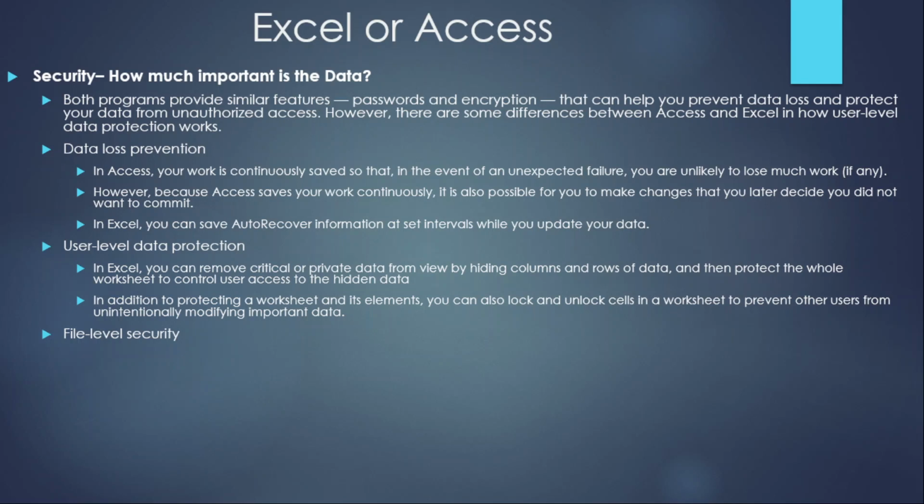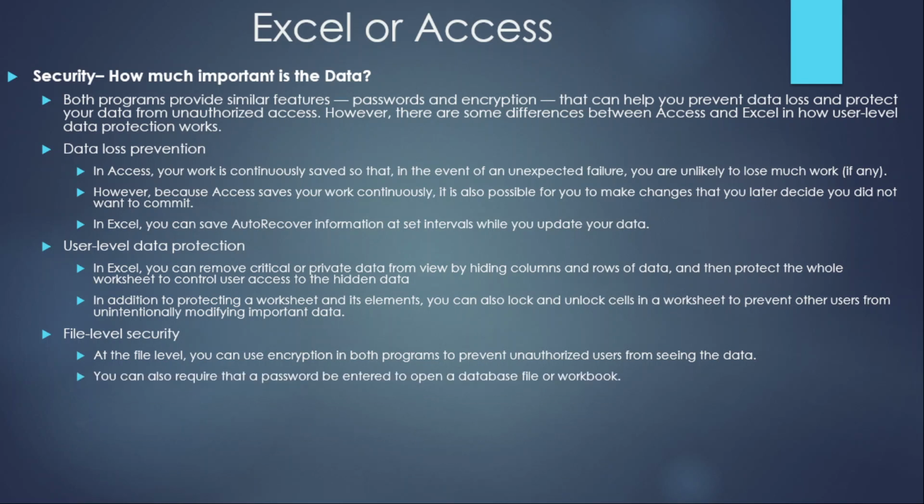So now let's look at file level security. At a file level, you can use encryption in both programs to prevent unauthorized users from seeing the data. You can also require that a password be entered to open a database file or workbook. So file security level is access to the whole database or workbook. You can set encryption so that people will not be able to see certain data. Even in Access, you can set some encryption on who should see certain data or not.